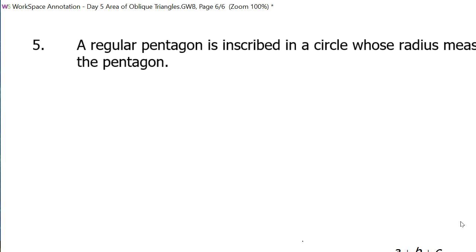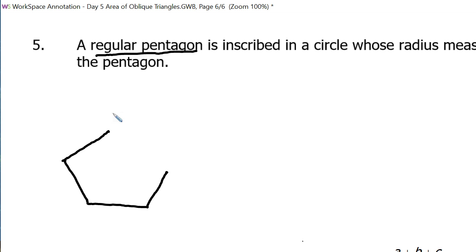Now, a pentagon has how many sides? 5. And if it's a regular pentagon, what does regular mean? All the sides are equal? All the sides are equal length. So when you draw your 5-sided figure, make sure all 5 sides are equal in length as best you can. There's mine.